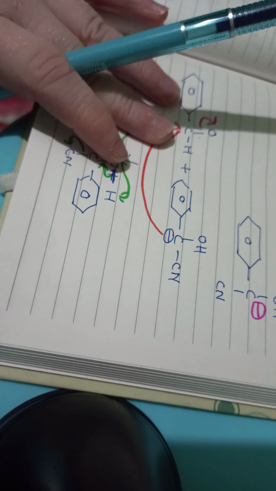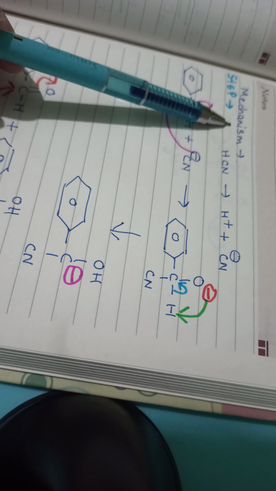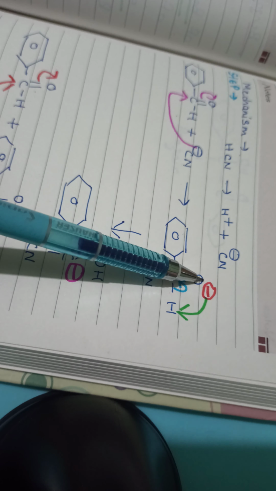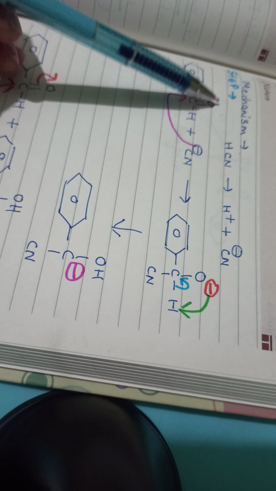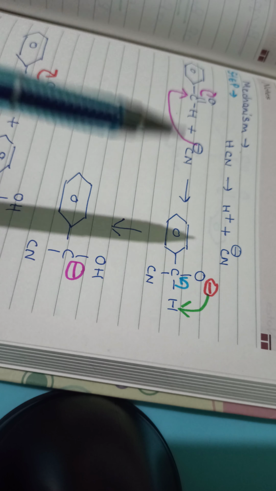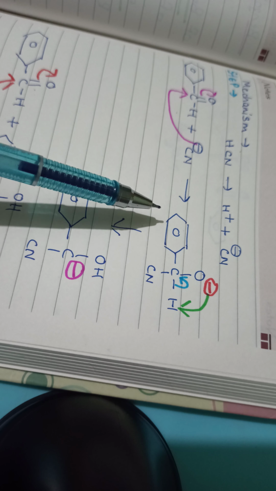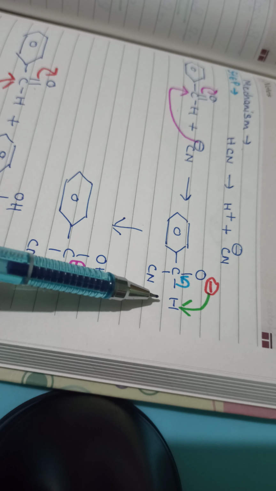Now see the mechanism of the reaction. In the mechanism, HCN breaks into H positive plus CN negative. Then CN negative will attack the carbonyl carbon and the double bond is transferred to the oxygen, and this type of species is formed. Then O negative carries the hydrogen from the carbon.